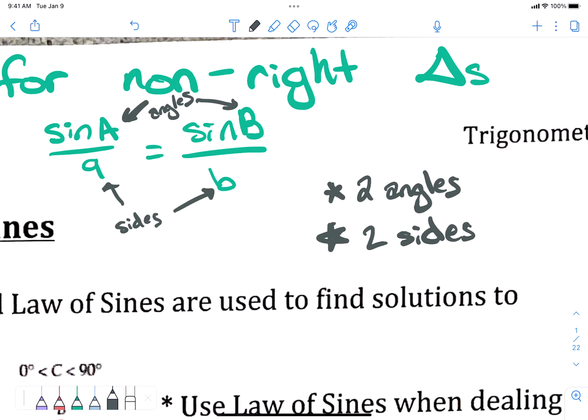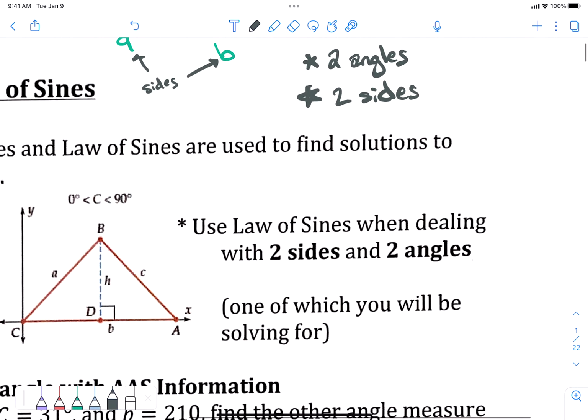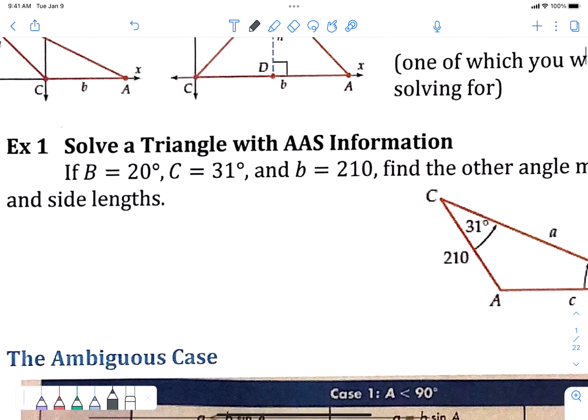2 angles, 2 sides. That is the law of sines. That's what we're doing. Okay. So that's how we know we're using the law of sines. All right. Moving on. Let's solve some stuff. Law of sines deals with 2 sides, 2 angles. There you go. Let's solve some things.